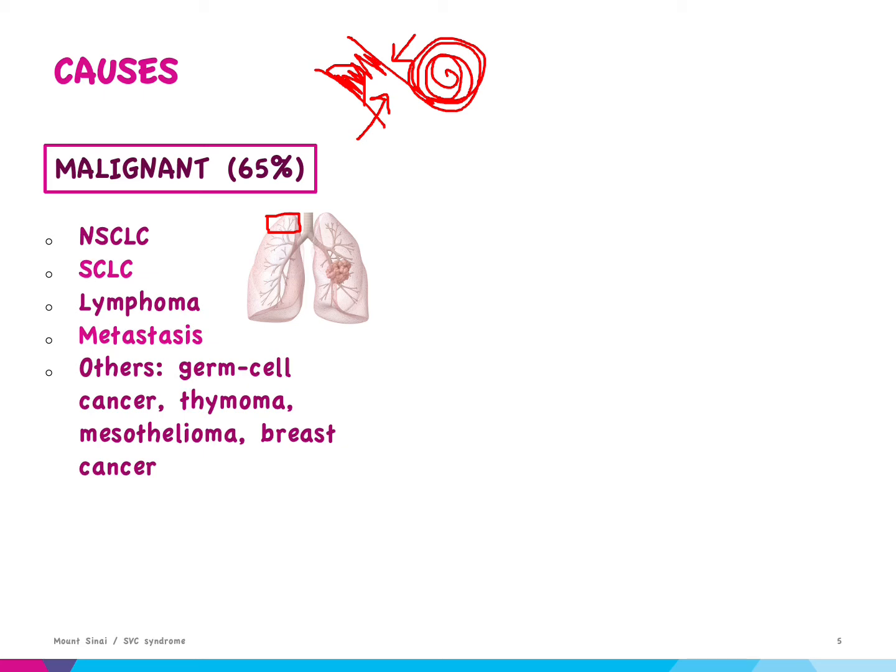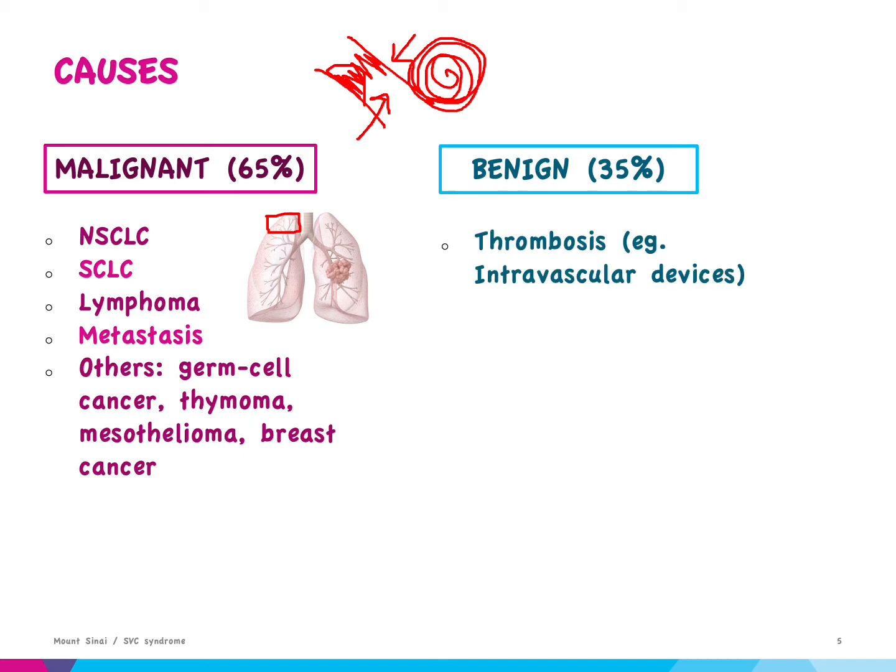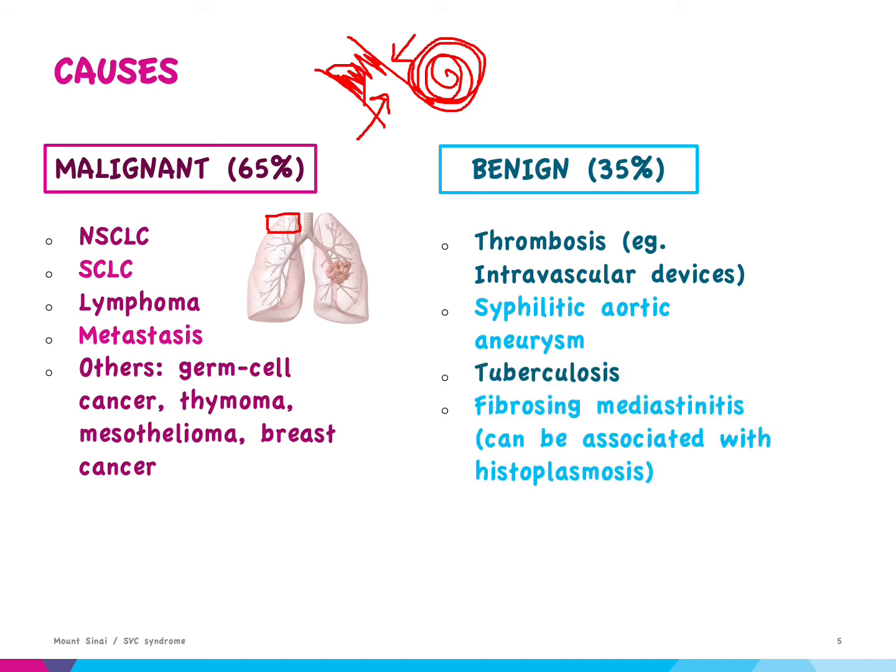Let's discuss the benign causes of SVC syndrome. Actually, 50 years ago, we used to have a lot of infectious causes like syphilitic aortic aneurysm and tuberculosis, but now they are very rare. The most frequent benign cause is thrombosis in patients that have intravascular devices. Less frequent, as we said, are syphilis, tuberculosis, fibrosing mediastinitis, or hypertrophy of the thyroid.